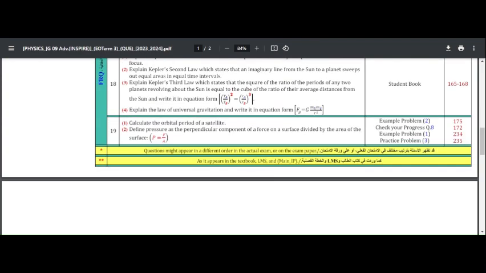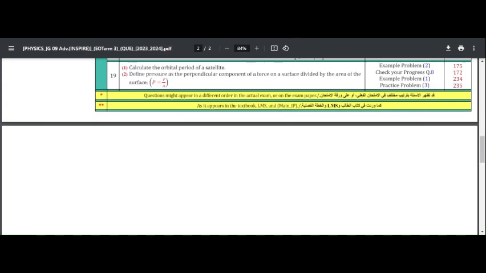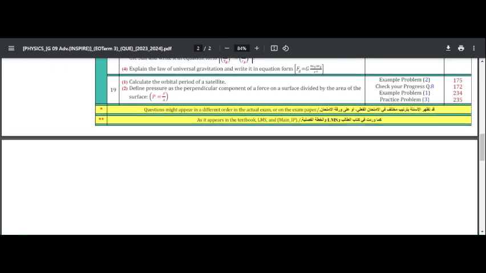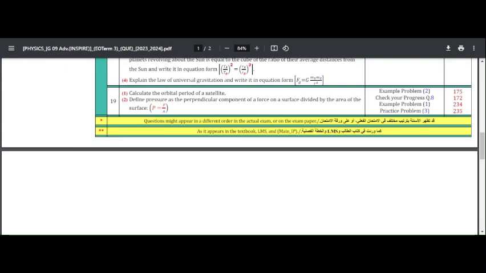Then in the last one, they could ask you to calculate the orbital period of a satellite. For the orbital period of a satellite, if the mass of the planet is given, you will use the direct formula, which is T is equal to 2 pi square root of R cubed over G M, where G is the universal gravitational constant and M is the mass of the planet. If the mass of the planet is given, that's the formula you will use. If the mass of the planet is not given, you will use the Kepler's third law equation.